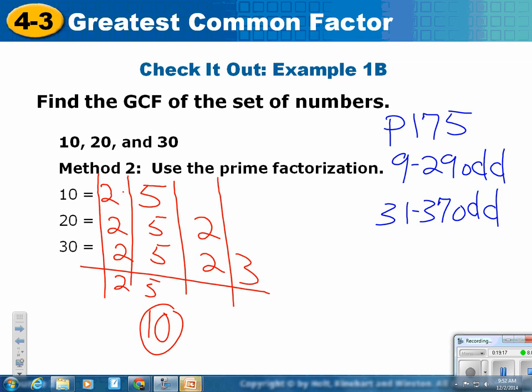On this assignment, it's going to say things like, use a ladder diagram to find the greatest common factor, or use a list to find the greatest common factor. I want you to use prime factorization. I don't want you to make the list. I don't want you to try a ladder diagram. This is how I want you to do it, because this honestly is the way that you're going to make the least number of mistakes. Okay? There you go.